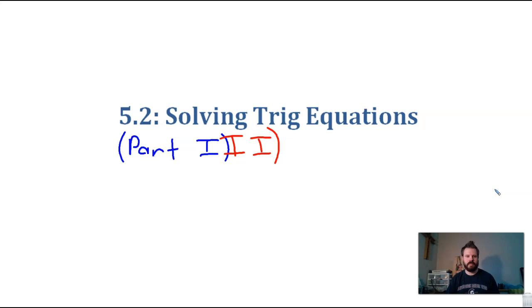Welcome back, everybody. Part 3 of Section 5.2, Solving Trig Equations. We're going to wrap this up today. A few more types of trig equations we're going to solve.